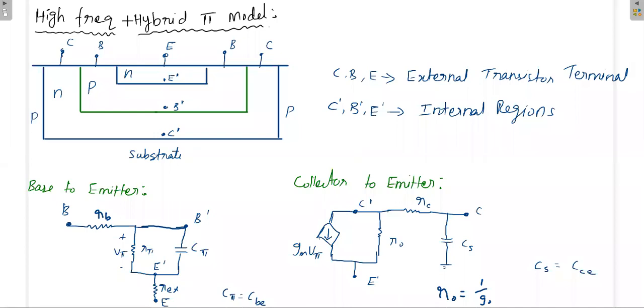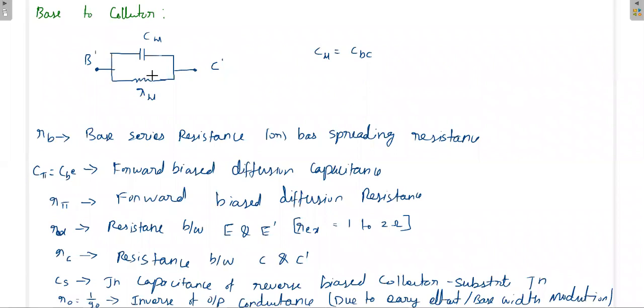Next, base to collector. Again you know that the collector base junction is always reverse biased. Then between base and collector there is one resistance, that is the reverse biased resistance, and that value is very high. Whenever the diode is reverse biased, the resistance offered by the diode is very high. So R mu value is very high. It also has some capacitance between these internal terminal regions, that is C mu. C mu can also be written as CBC, the capacitance between the base and the collector.